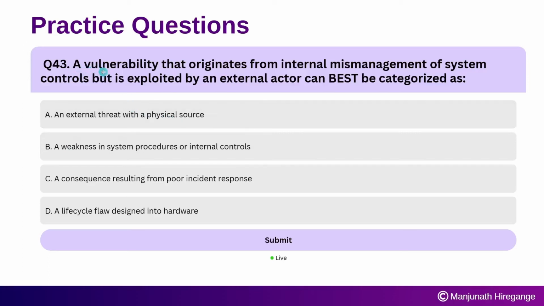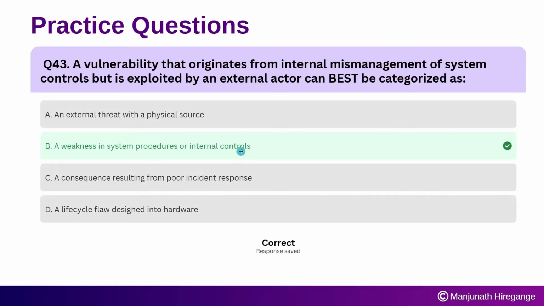Question number 43. A vulnerability that originates from internal mismanagement of system controls but is exploited by an external actor can best be categorized as: option A, external threat with a physical source; option B, a weakness in system procedures or internal controls; option C, a consequence resulting from poor incident response; or option D, a lifecycle flaw designed into hardware. The right answer is weakness in system procedures and internal controls.